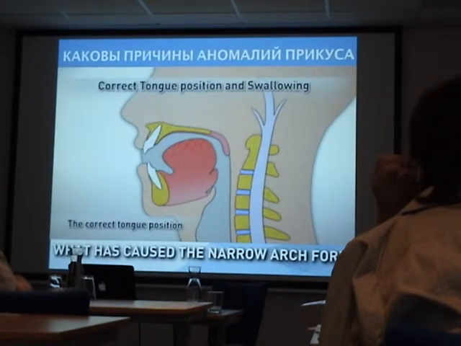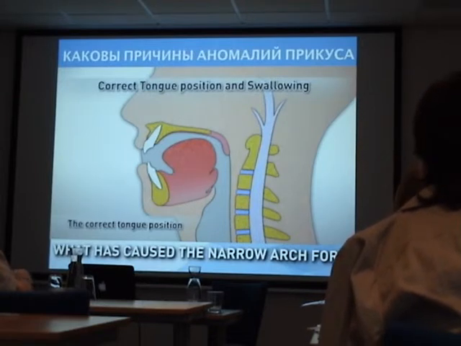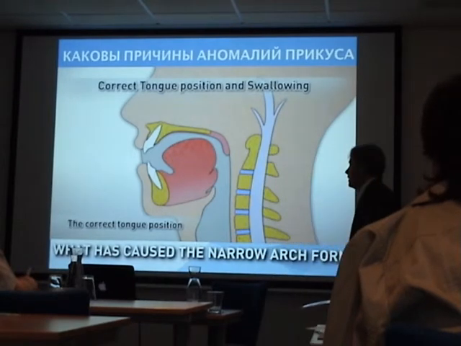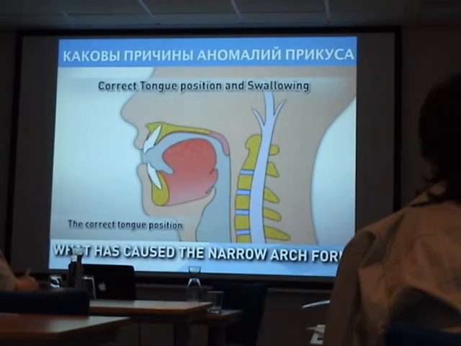So, again, this video will show you how important it is not only to get the tongue up in the right position: unless the tongue is in the maxilla, the children can't swallow without recruiting the facial muscles, which crowds the teeth.